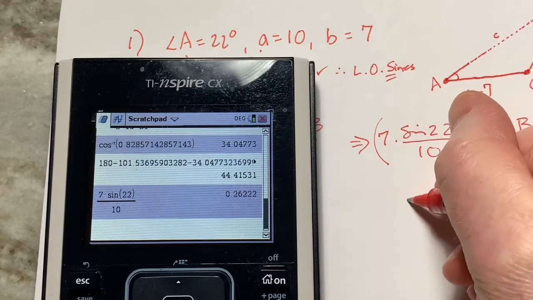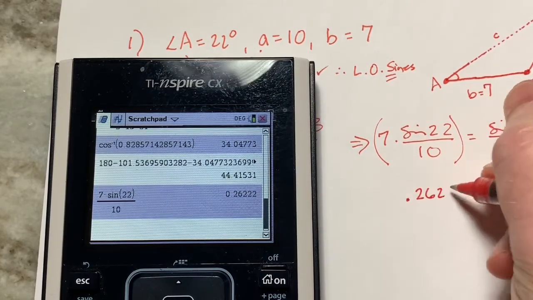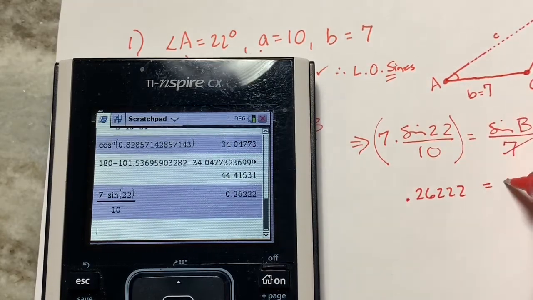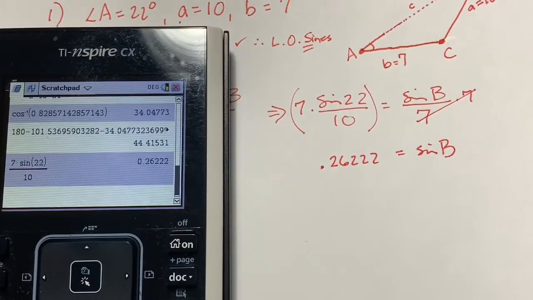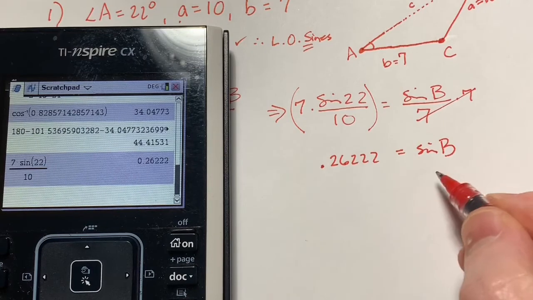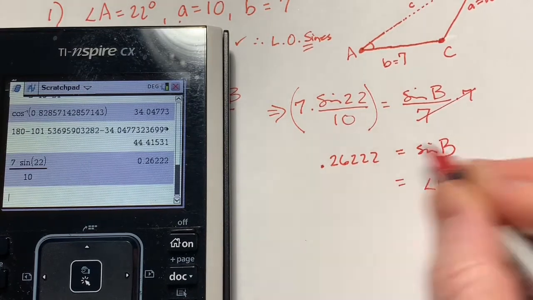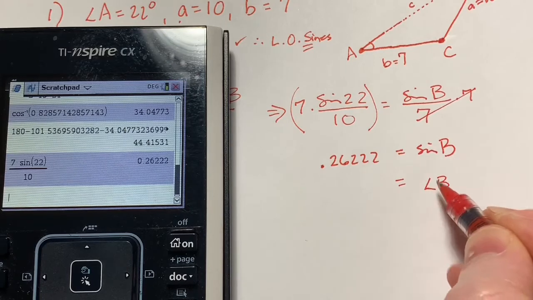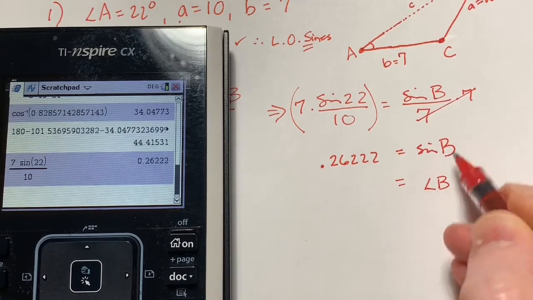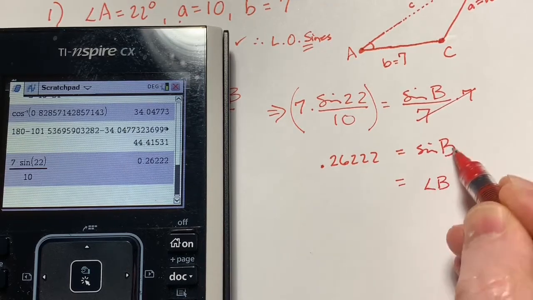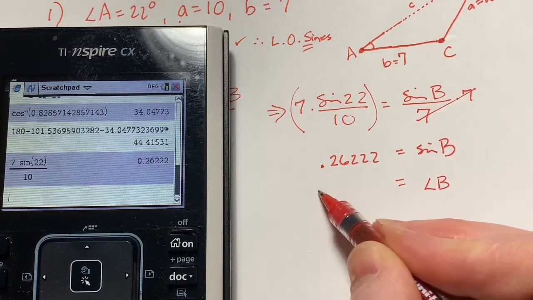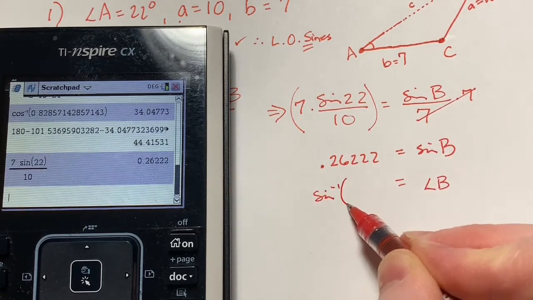So 0.26222. I'm just going to write that out, and then I'm going to drop down sine of B. All right, so I'm going to write that down, and then when you look at this, I'm going to inverse sine both sides. So that will get rid of it here and leave you with just B, and you don't have to put angle B if you don't want. I always get in the habit of doing it there. And then I'm going to write inverse sine of that.